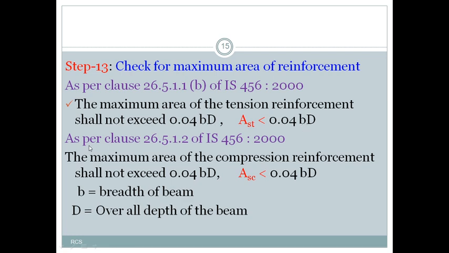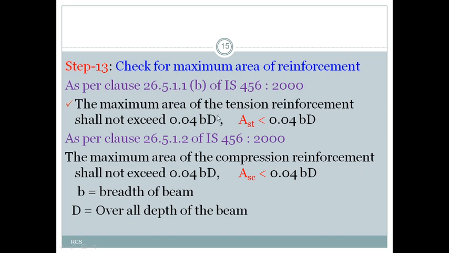And according to clause number 26.5.1.2 of IS 456-2000, they have given a provision for the maximum area of compression reinforcement also. That also shall not exceed 4% of BD. Similarly, the same maximum limit we have for the tension reinforcement, they have given for the compression reinforcement also. That is, Asc is less than 4% of the gross cross-sectional area, that is 0.04 of BD.